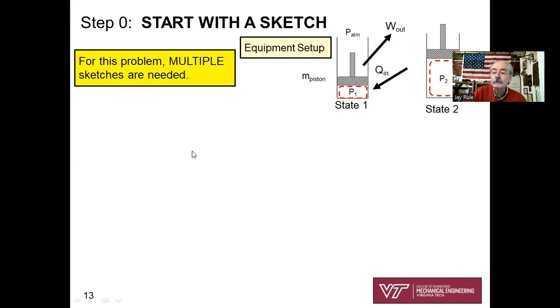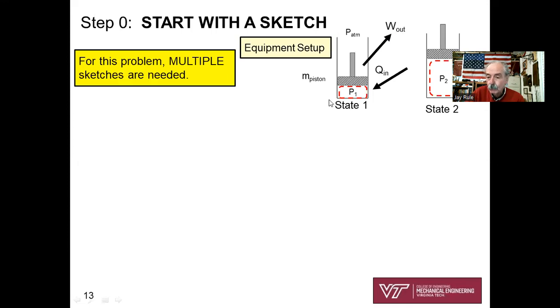All right. First, let's start with a sketch. This is part of your solution. Now, your sketch doesn't have to look as professional looking as mine in PowerPoint. Okay. We're going to need to draw several sketches as part of your solution, but we're going to start with the equipment setup sketch. I'm going to draw a piston and cylinder. I'm going to draw my control surface dash line. I'm going to show Q in, heat being added, and work being done, W out.